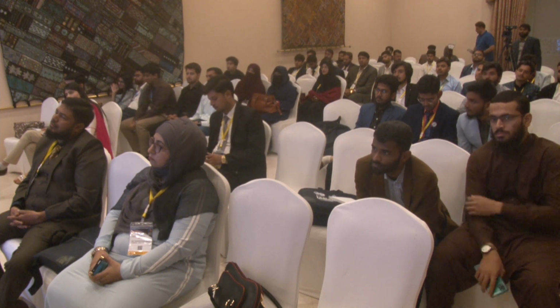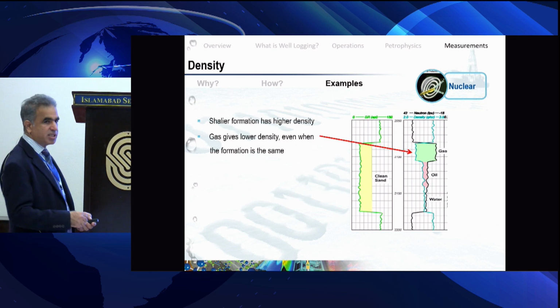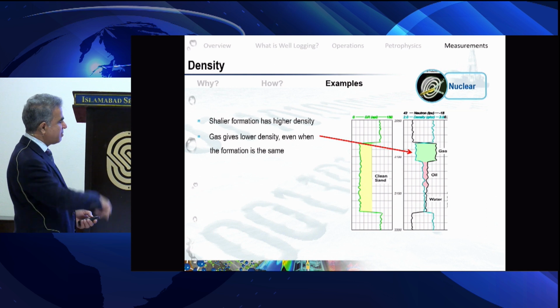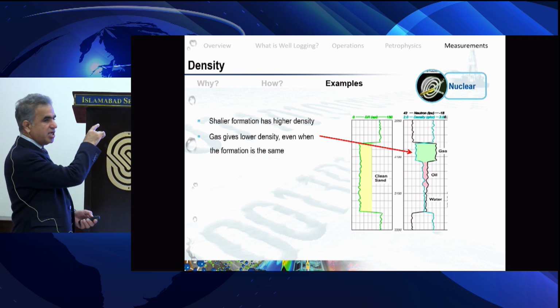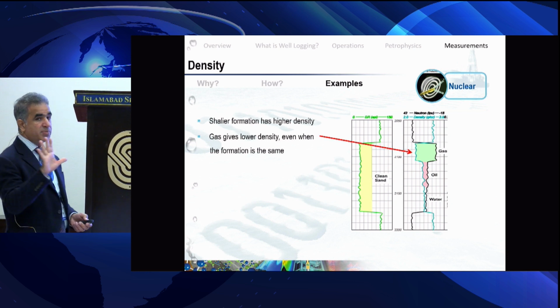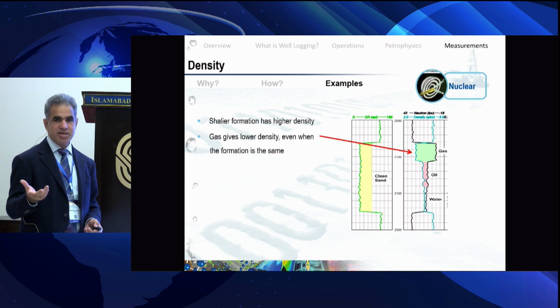So this is what I explained already: gas being lighter, beside the rock being lighter due to porosity, the same porosity contains gas which is even lighter, so the density will be even less. But since gas has a lower hydrogen index, the neutron will be much lower compared to the oil case. So the porosity in gas and oil might be exactly the same, but the log appearance is different because one is lighter, one is heavier.